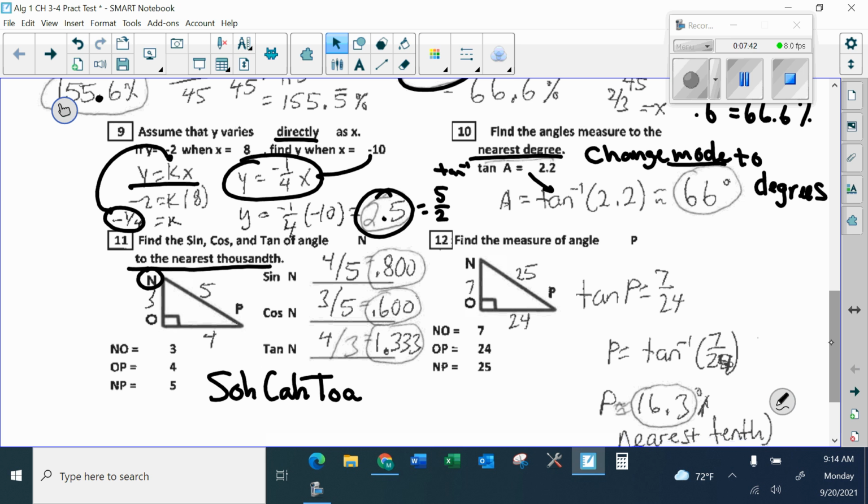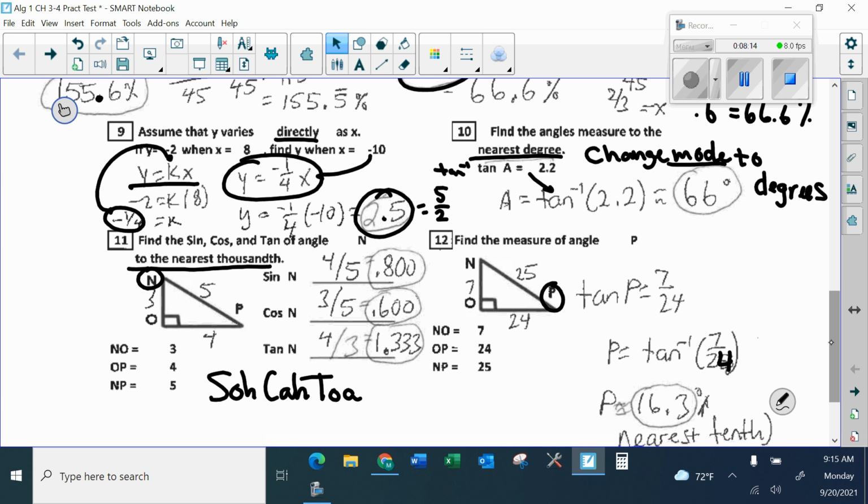All right, find the measure of angle P. So they give you the lengths here. I fill in the side lengths. That's another Pythagorean triple, 7, 24, 25. Angle P is right here. I can choose any one of the sine, cosine, or tangent. I just chose tangent. Tangent is opposite over adjacent, so that's 7/24. How do I get rid of tangent? Inverse tangent. Okay, my calculator should be in degrees already. So I type in inverse tangent of 7/24. That's a 4 there. And I get 16.3 degrees.